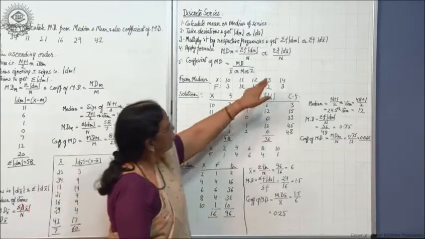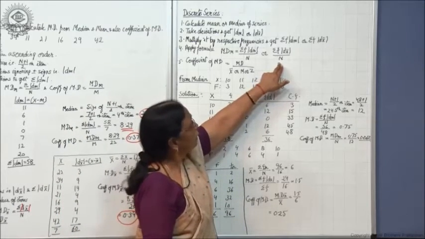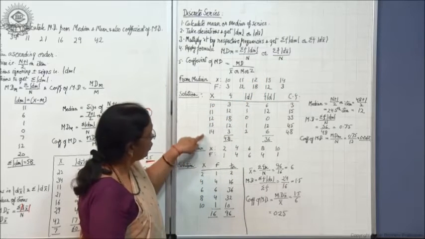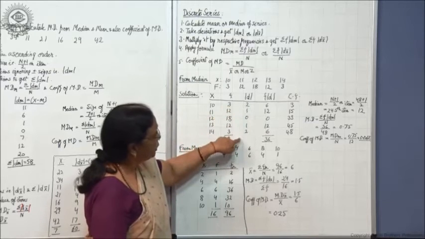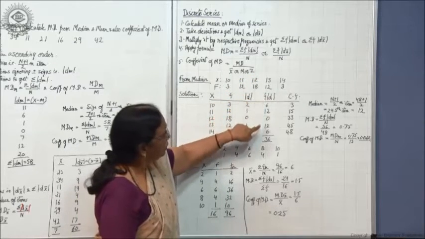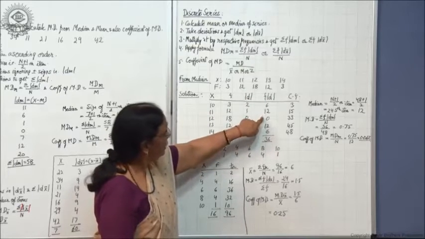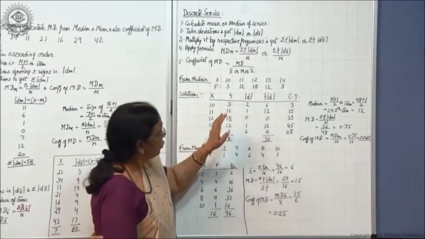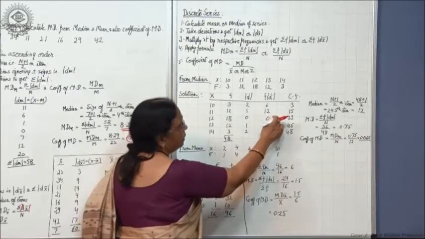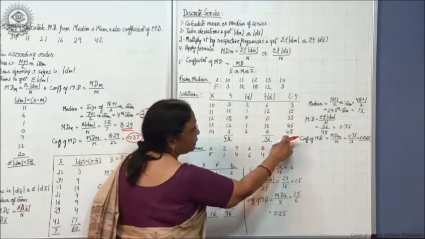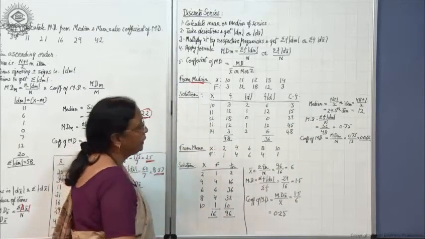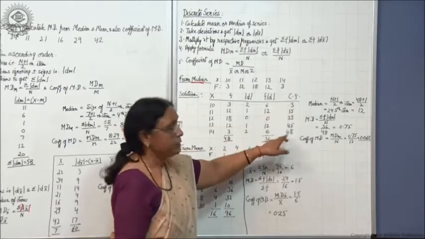Now, for calculating mean deviation, first you will write down the frequencies and the x column. First take out the deviations. As you know, you need fd, so multiply the d column with f and you get fd. Then you will take the cumulative frequency, because you are taking deviations from the median, so you need to calculate CF.